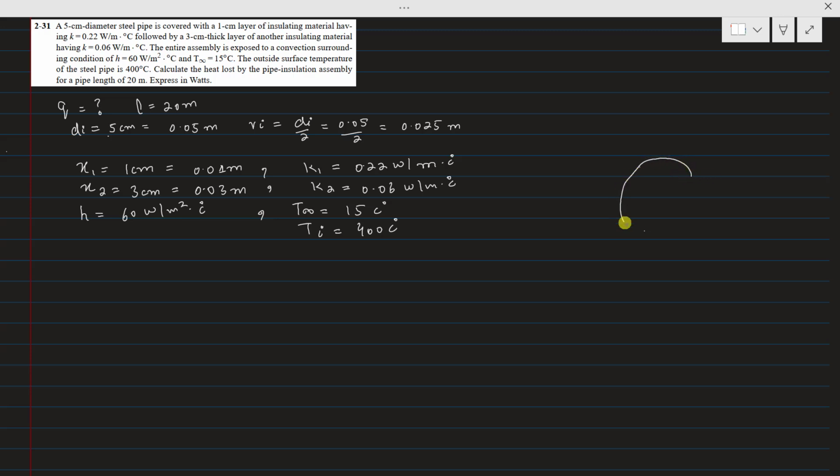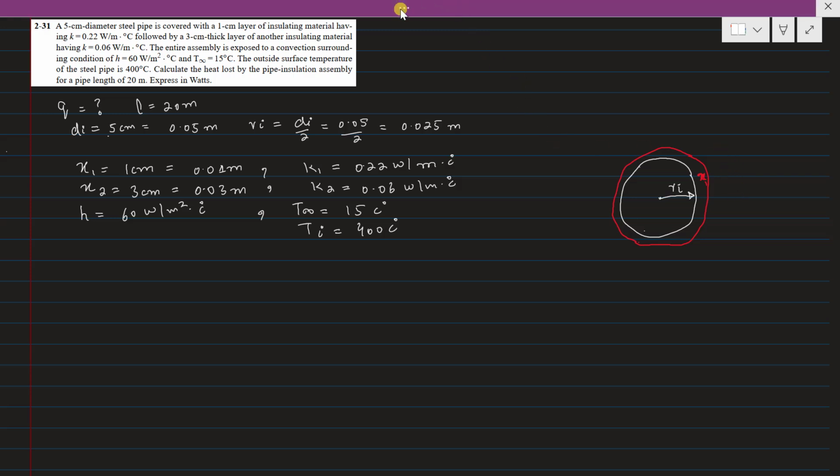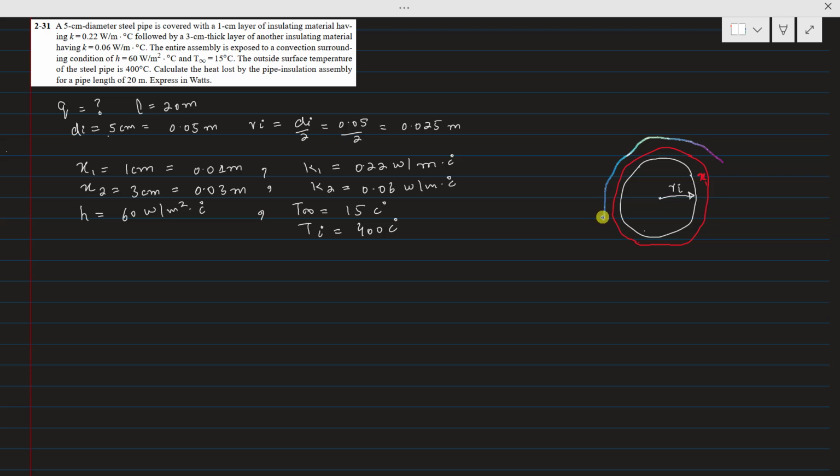So this is the pipe. Its inner radius is Ri. A first layer of insulation over this pipe is provided, its thickness is x1. And then this is the second layer of insulation that is provided on this pipe. Its thickness is x2. From the center to this point, the outer surface of the first layer of insulation, its radius is r1, and then from this center to the external surface of the second layer of insulation, the radius is r2.